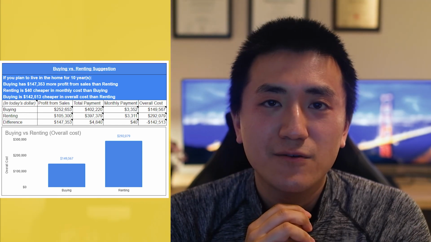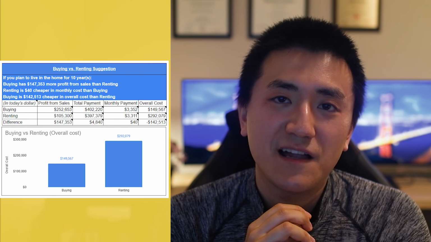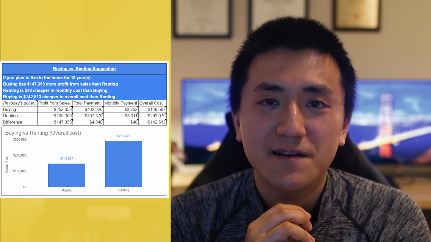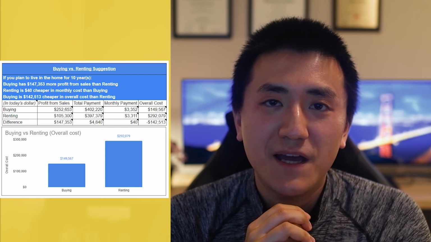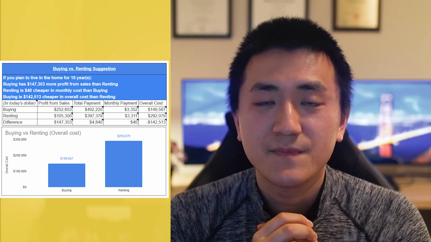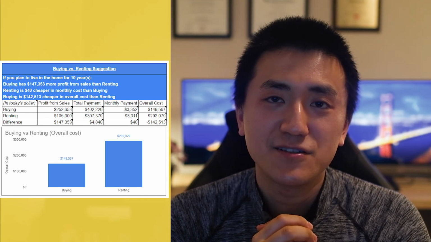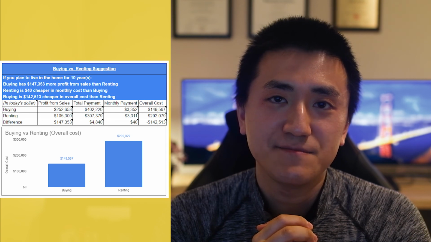So in this example, we see that under profit from sales, buying is $147,000 more profitable than renting. However, on a monthly payment, renting is $40 cheaper than buying. But the overall cost still tells you that buying is $142,000 cheaper than renting over the entire analysis period.